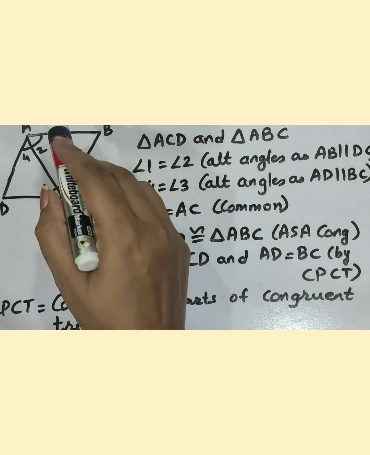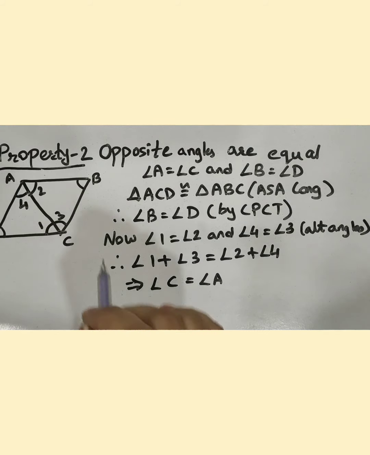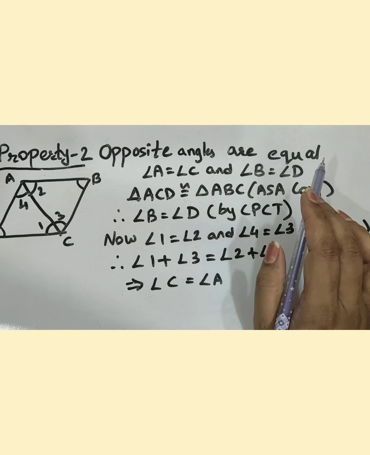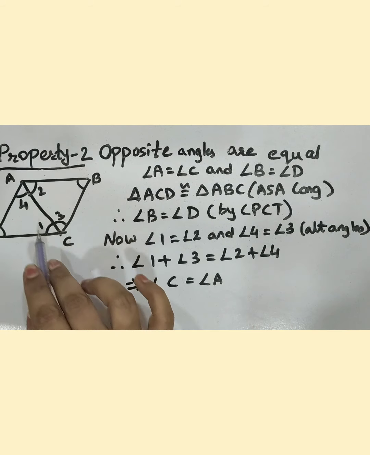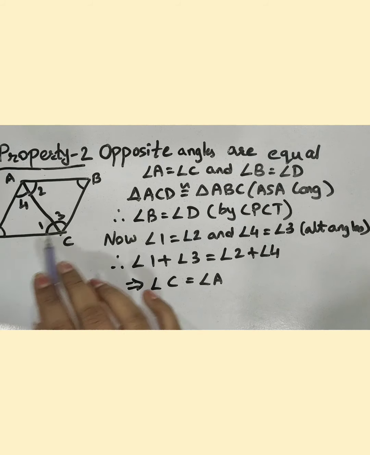So I can say that the opposite sides of a parallelogram are equal. Property 2. Opposite angles of a parallelogram are equal. That is, angle A is equal to angle C and angle B is equal to angle D. Let us verify this property.